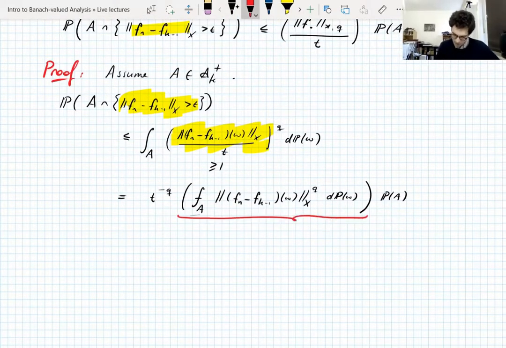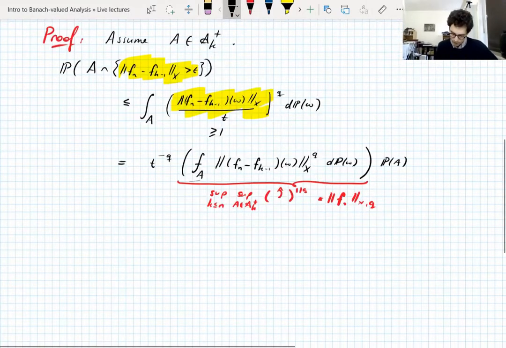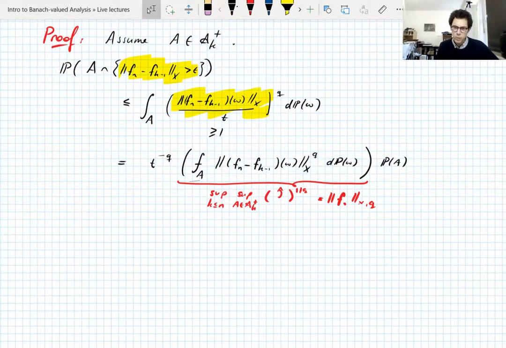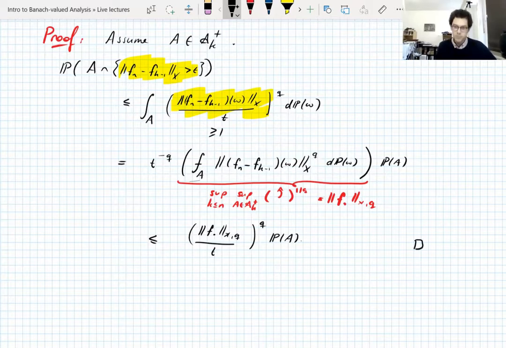And this here, this average LQ oscillation, these are the quantities that appear in that oscillation measure. So the supremum over all K less than or equal to N, we've assumed K is less than or equal to N. The supremum over A in AK plus, and we do have A in AK plus, of this thing to the power 1 on Q is exactly this star Q measure of F. So this particular instance is less than that supremum or equal to. And we get the result. So we can put divide by T, everything's to the Qth power here. And we have the probability of A. That's lemma one. Lemma one's pretty straightforward.